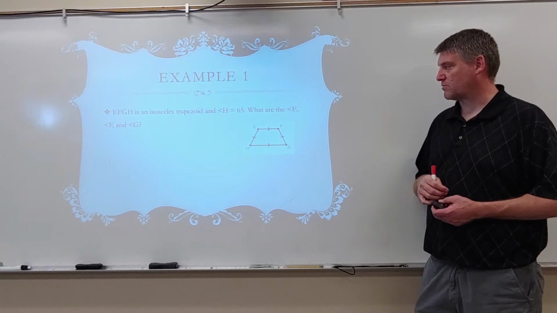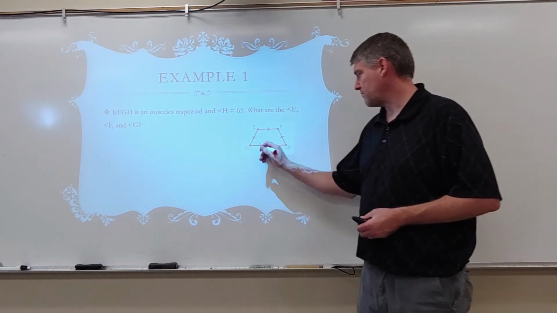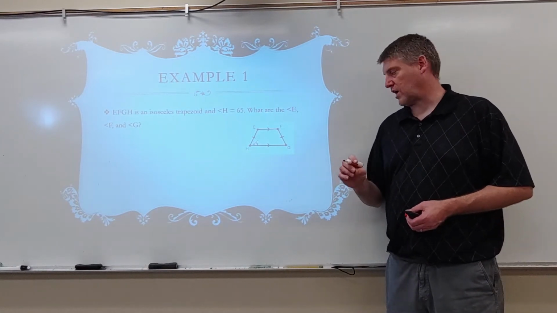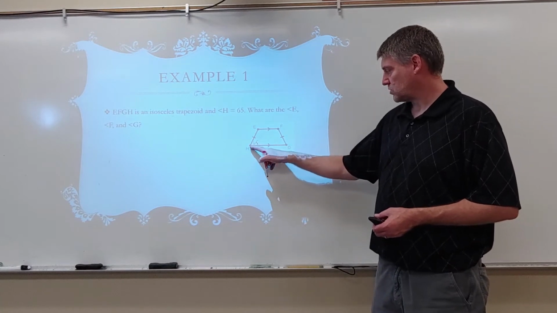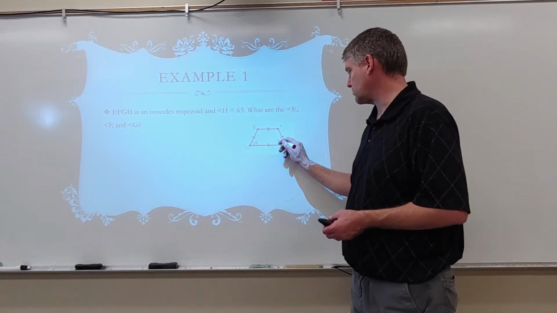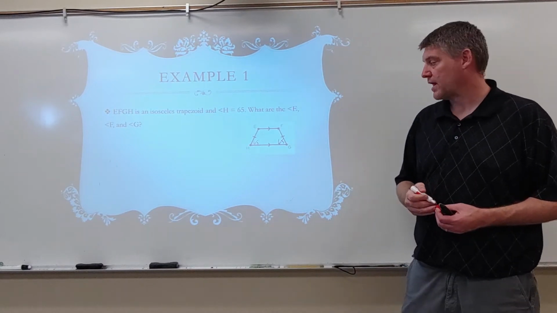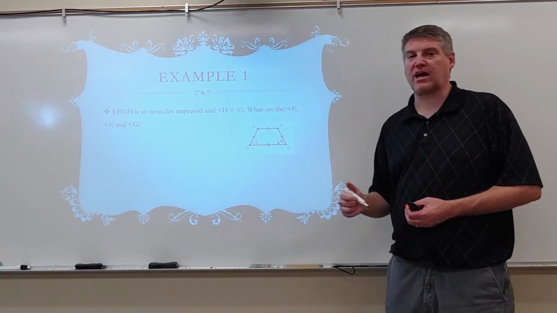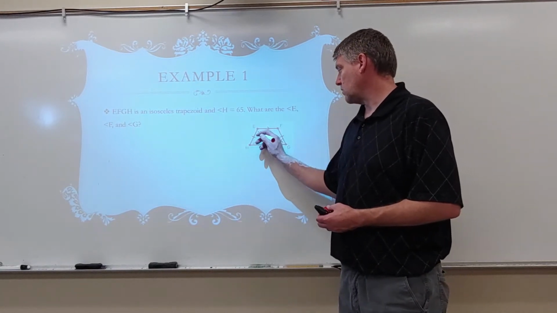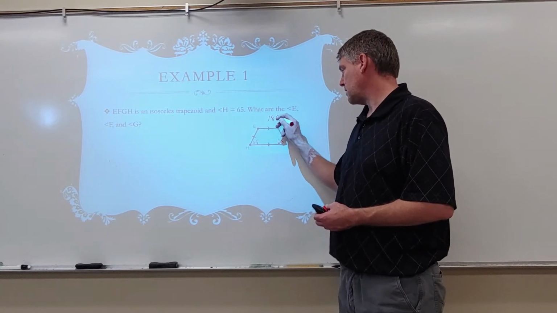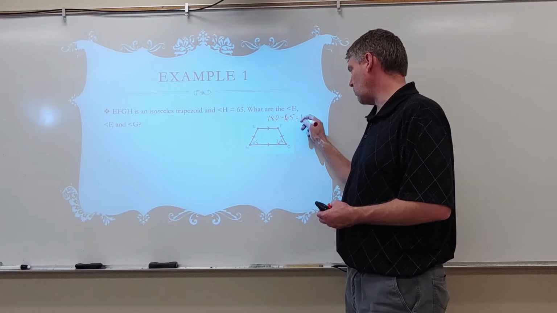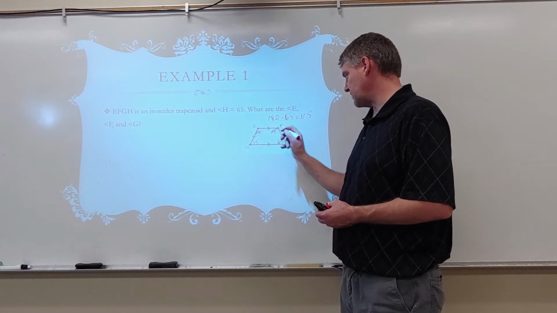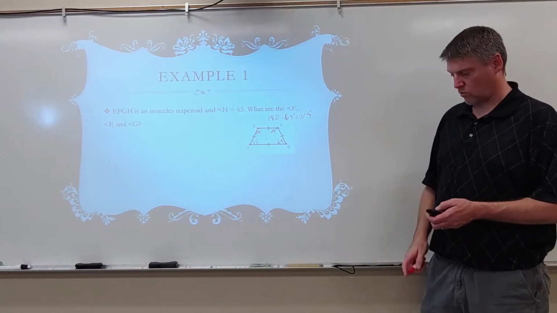EFGH is an isosceles trapezoid. H is 65. So if this is 65 degrees, remember isosceles trapezoids say that my base angles have to be the same. So H and G have to be the same. Well, this also has to be 65. Now, remember these sides are parallel, so these two angles have to add up to 180. They're supplementary. So I would go 180 minus 65, or 115. So this is going to be 115 and this is going to be 115. So E and F are both going to be 115.